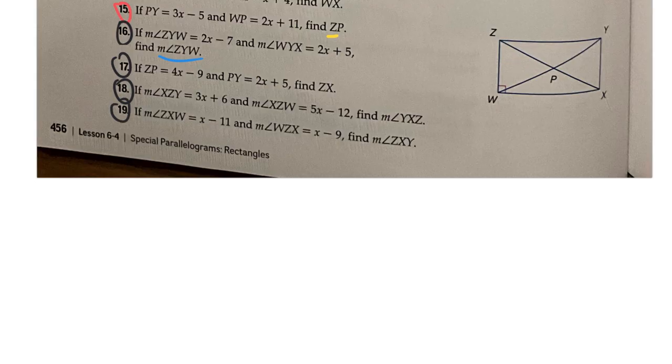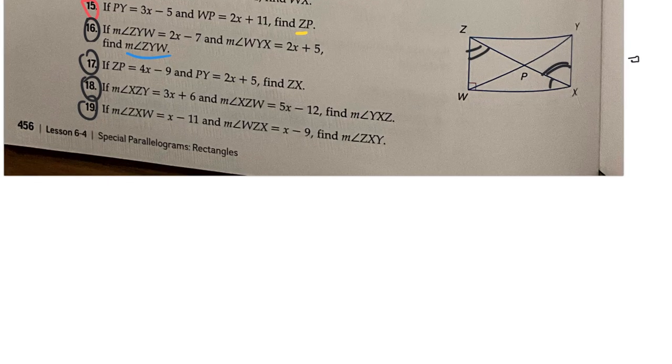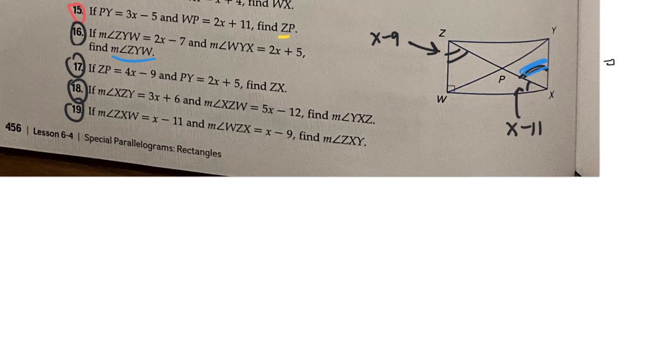Problem number 19. If ZXW is a certain amount, what is that? ZXW, that's this one. And WZX is a certain amount. Okay. Find ZXY. ZXY is this one. Okay. Yeah, well, that one's actually tricky. I will go through the motions with that. So that's x minus 11. They told us that this one is x minus 9, and we're trying to find the blue triple rainbow.